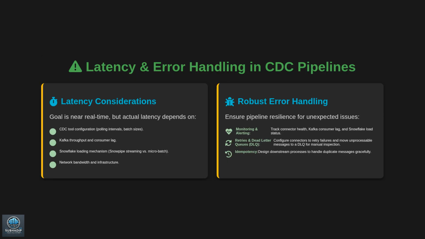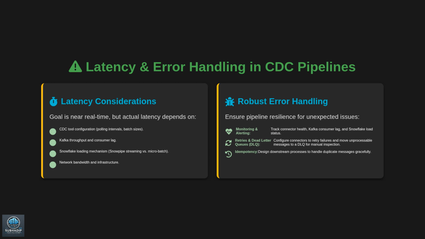Managing latency and ensuring robust error handling are vital for any CDC pipeline. While the goal is near real-time, actual latency depends on several factors: CDC tool configuration, like polling intervals and batch sizes, Kafka throughput and consumer lag, the Snowflake loading mechanism, whether it's Snowpipe Streaming or micro-batching, and overall network bandwidth.